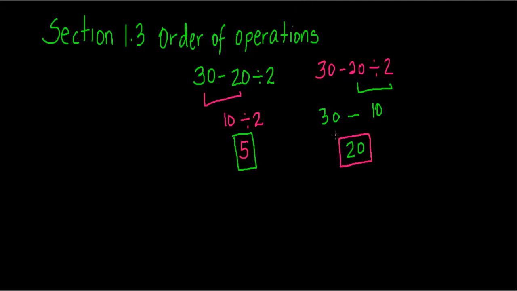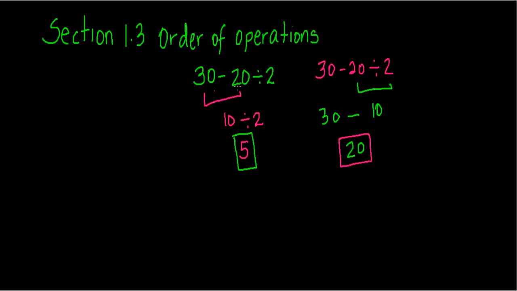It's important to only have one answer. We do not want two different answers for the same problem. And that's why mathematicians agreed on rules of operations, or order of operations, so that everyone gets the same answer for the same problem. And your first vocabulary word for this section is order of operations. It's simply defined as a set of rules used to evaluate expressions which have more than one operation, like the one we have here.